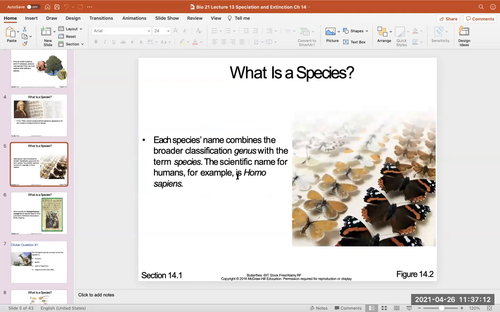Another thing, make sure you guys know that mnemonic, kings play chess on fine green squares. So kingdom, phylum, order. So make sure you guys know that. In that whole system, the group that's most inclusive, meaning it includes most of the species, would be the very top one, kingdom. Least inclusive is species because it's very specific. So make sure you guys know that. In Homo sapiens, which one is the genus, which one is the species?